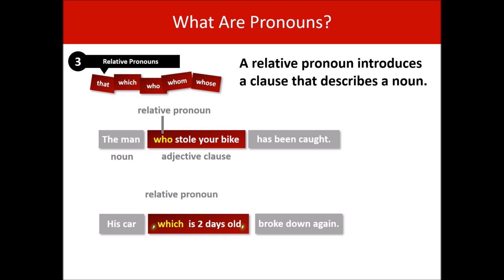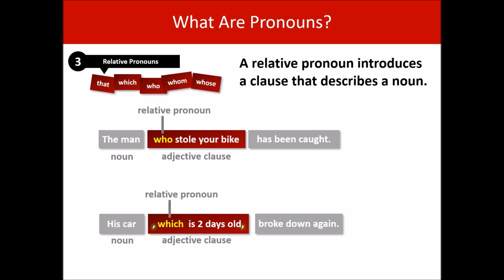The relative pronoun is which. The noun being described is his car. This is our adjective clause. So, a relative pronoun introduces a clause that describes a noun. You can see how this works.